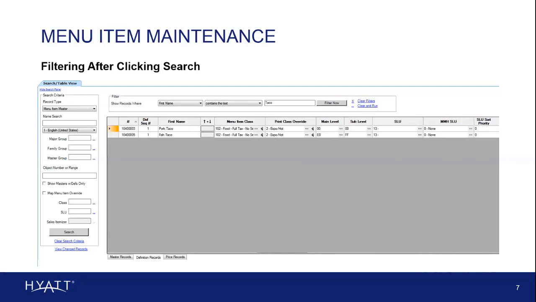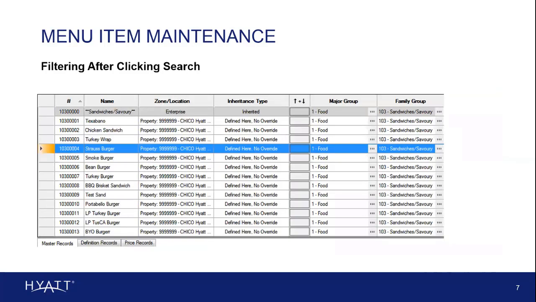So when you click clear and run, now you'll see we have pork taco and fish taco because there were more than one taco, which we didn't see when it was filtered by fish as well. So it's a really handy tool for filtering, a lot easier than having to click search and wait through that loading time every time you want to find a particular item.